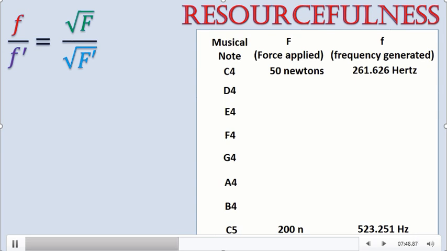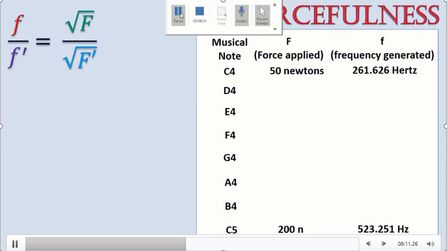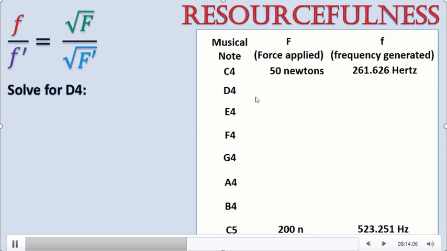Well, the data available helps, but not quite. Remember that you need three variables in the formula in order to solve it. To demonstrate your situation in the classroom, let us solve for D4 first. Looking at the table, we have 261.626 as the frequency f, and 50 newtons as the corresponding applied force F, belonging to the same string C4.